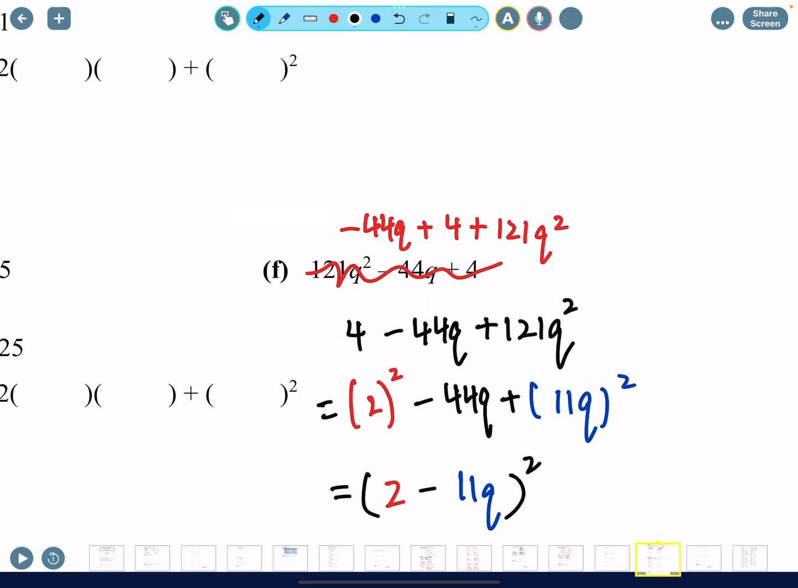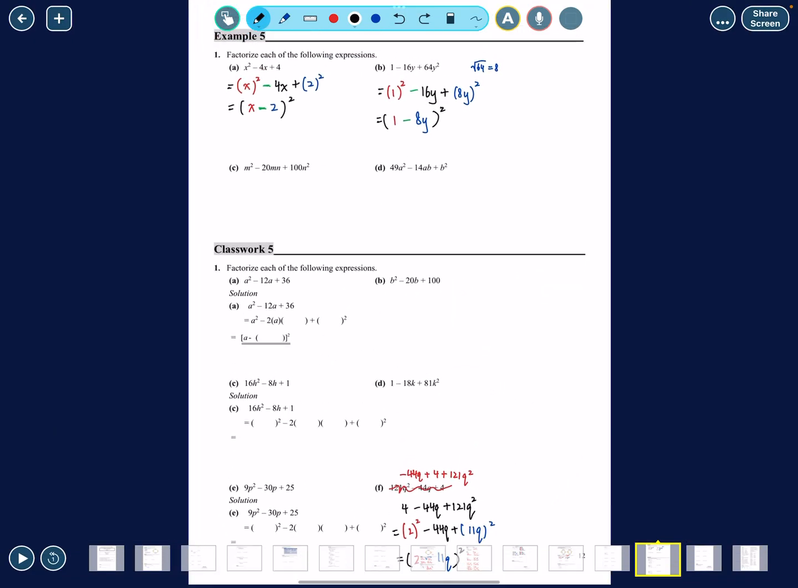So again, a very important lesson is the middle sign needs to be the same. You have to be careful with this one. This one is always positive. And then don't forget to add the bracket. Okay, those are the important points for this assignment over here.